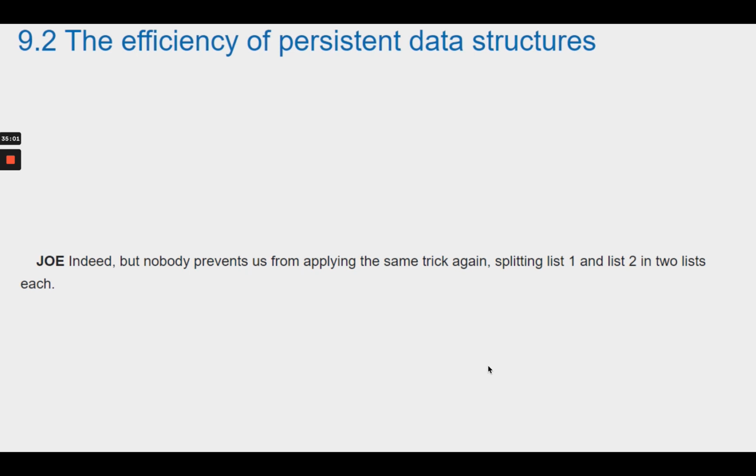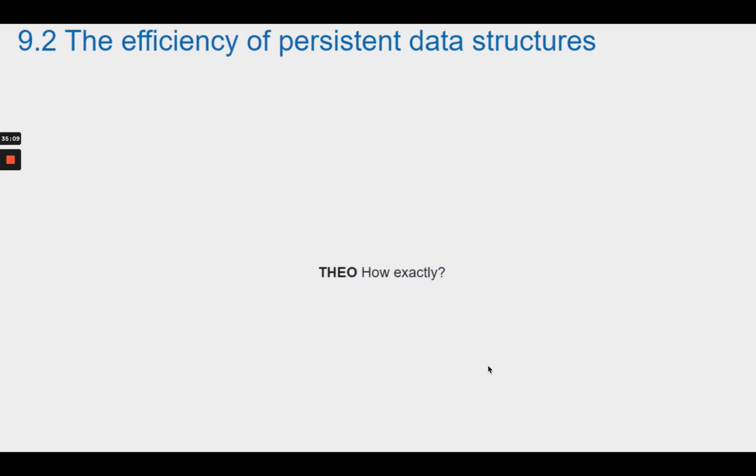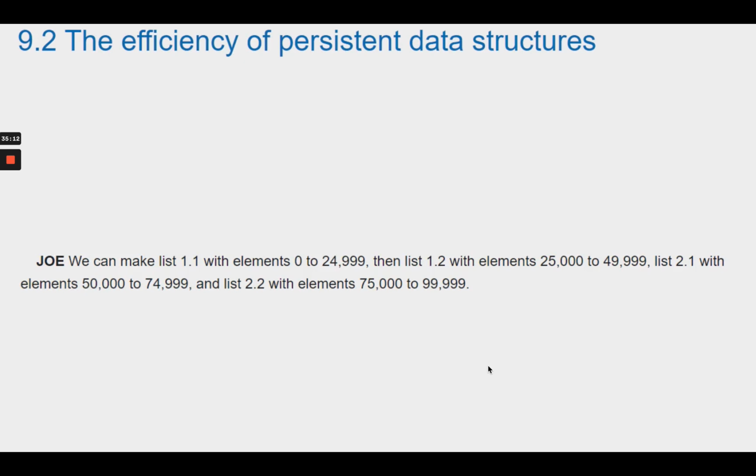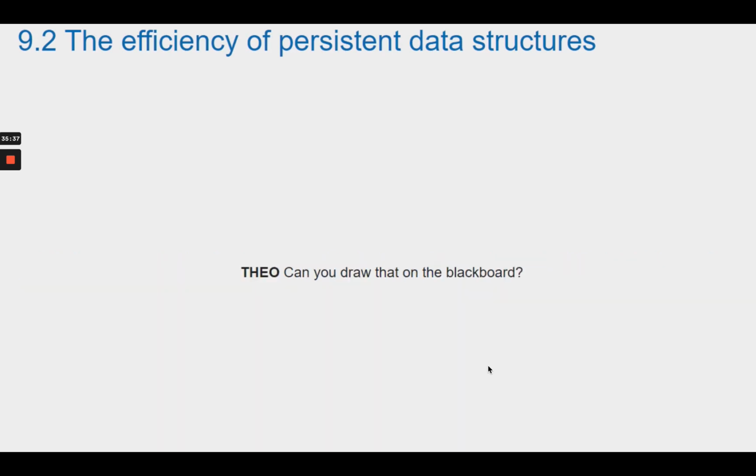Joe, indeed, but nobody prevents us from applying the same trick again, splitting list 1 and list 2 into 2 lists each. Theo: how exactly? Joe: we can make list 1.1 with elements 0 to 24,999, then list 1.2 with elements 25,000 to 49,999, list 2.1 with elements 50,000 to 74,999, and list 2.2 with elements 75,000 to 99,999. Theo: can you draw that on the blackboard?